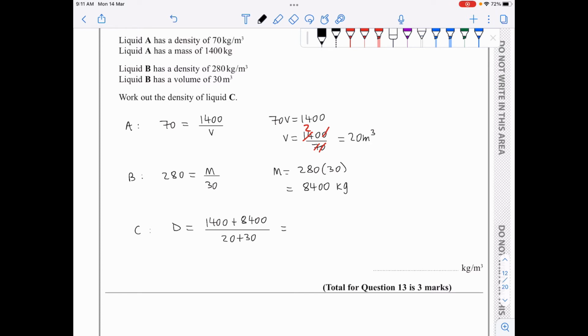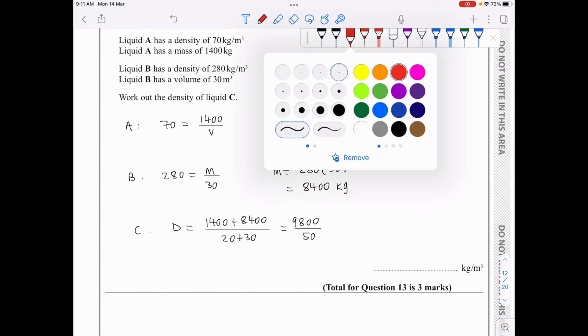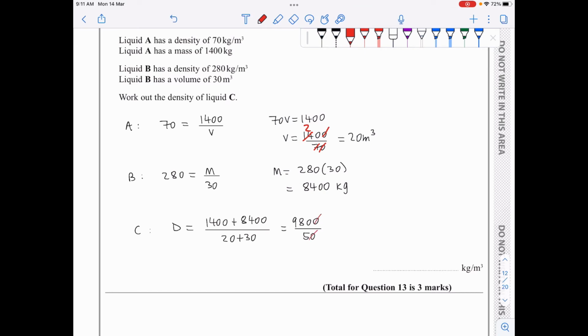Now this is 9,800 over 50. The 0 with the 0 cancel out, and I do 980 divided by 5. I can do it here. It's a non-calculator paper, remember.